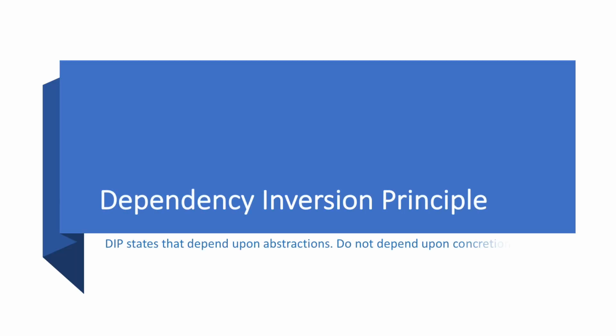Dependency inversion principle, DIP, states that depend upon abstractions and do not depend upon concretions. In other words, when we are working with the entities of different layers, then all the entities should be bound together with the abstractions.